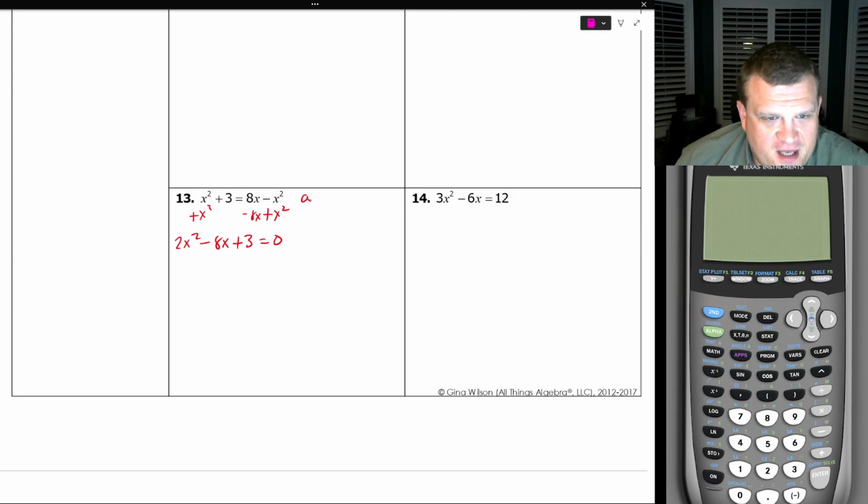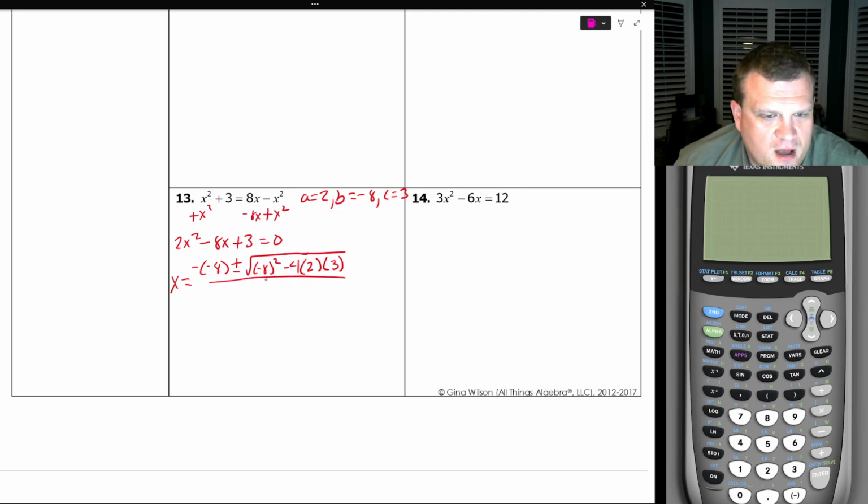Now identify my A, B, and C. A is 2, B is -8, C is +3. All right. And now we plug in and we go. So we would say x equals opposite b, so negative times -8, plus or minus the square root of b squared, so -8 squared, minus 4 times a, which is 2, times c, which is 3, all over 2 times a, which is 2. Okay. There you go. So let's boogie.